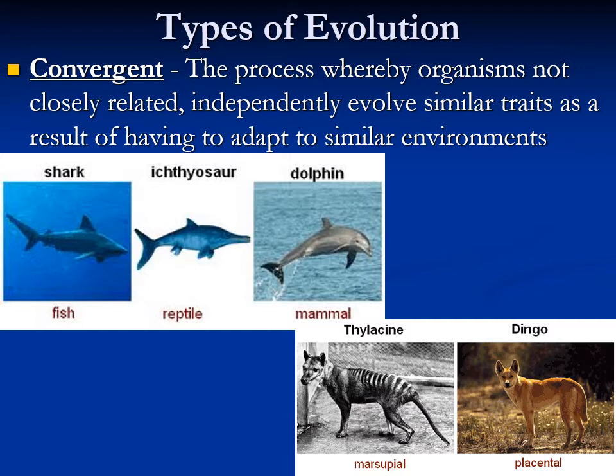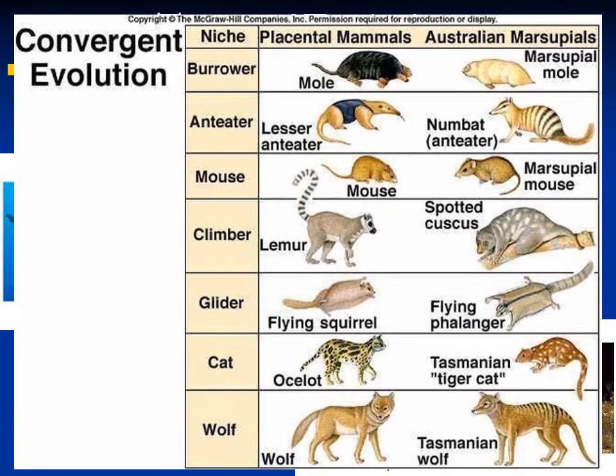These guys go side to side, but still just to propel you through the water. So that's convergent evolution: when you don't look similar, you're not related, but you end up looking similar because of the environment you live in.